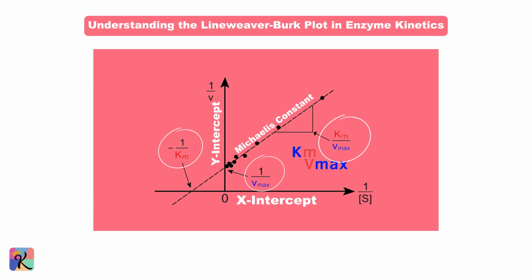To understand how substrate concentration influences the reaction rate, remember that the x-axis represents the inverse of the substrate concentration, the reciprocal of the substrate concentration. As the substrate concentration increases, the reciprocal of the substrate concentration decreases, moving points on the x-axis closer to the origin. Similarly, the y-axis shows the inverse of the reaction rate, the reciprocal of V. As the reaction rate increases, the reciprocal of V decreases, plotting points lower on the graph. This means that higher substrate concentrations and faster reaction rates are found closer to the origin.